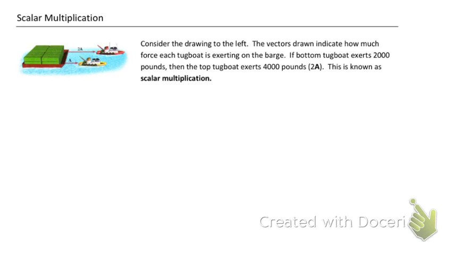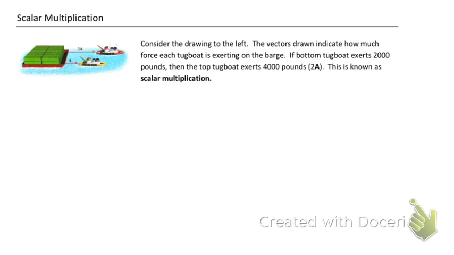So if you look at that drawing, we have two tugboats pulling whatever this is. Money. Anywho, this picture isn't showing the tugboat being connected to it. It's showing the vector. The vector is showing how many pounds it's exerting on that particular barge.